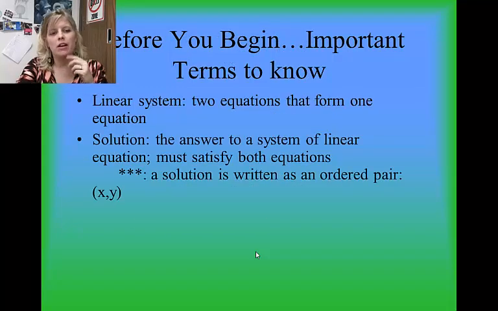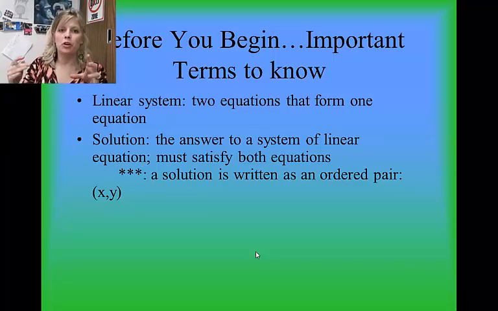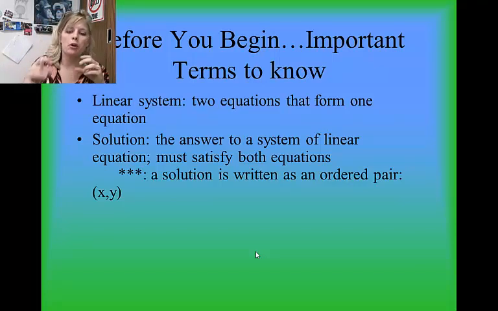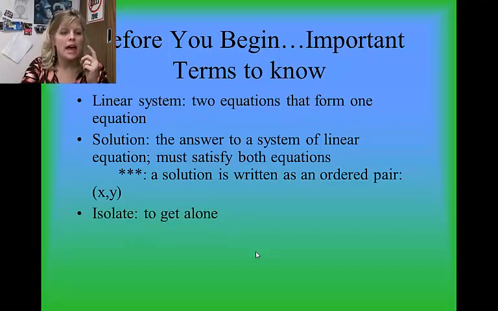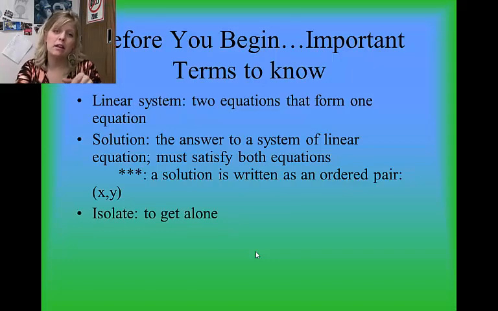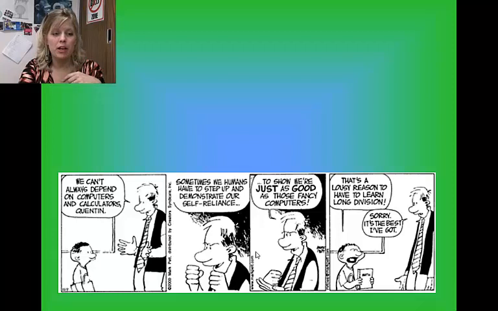Linear system: 2 equations that form 1 system. Solutions: when you have an answer, you need to put it in an ordered pair, an x, a y. You don't say x equals blah, y equals blah. You need to put it as an ordered pair. And isolate: if I say isolate, that means get the term alone, either x or y, depending on what I'm saying.